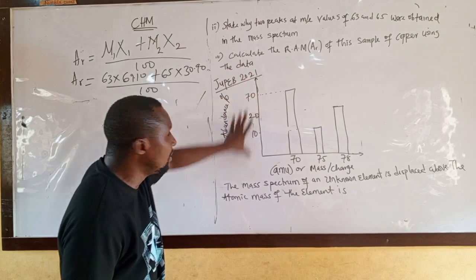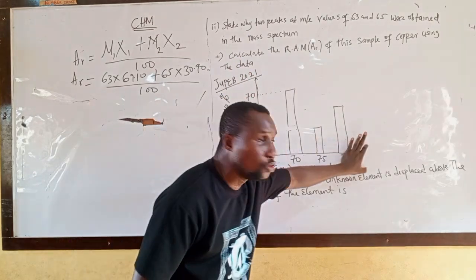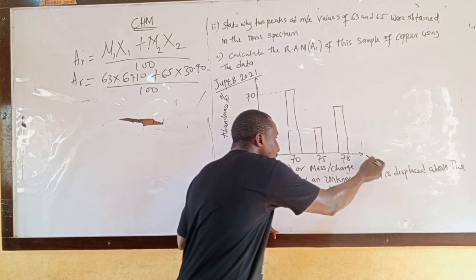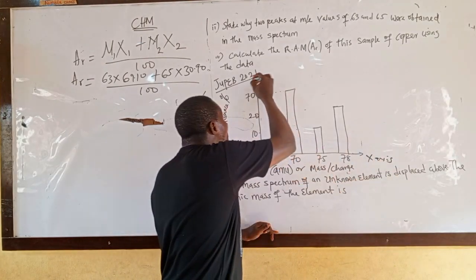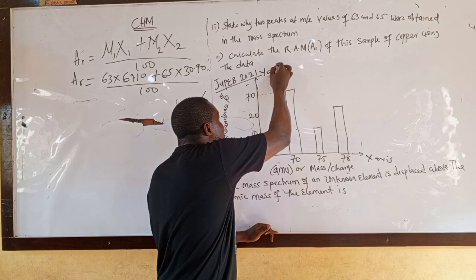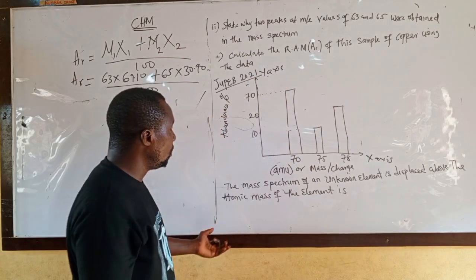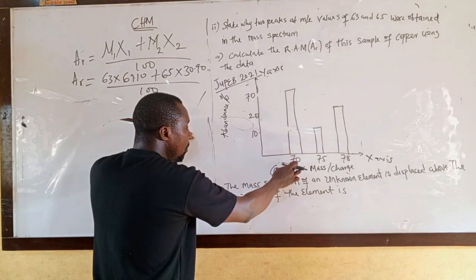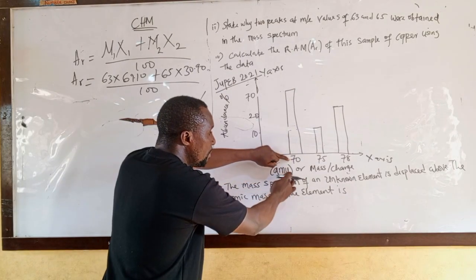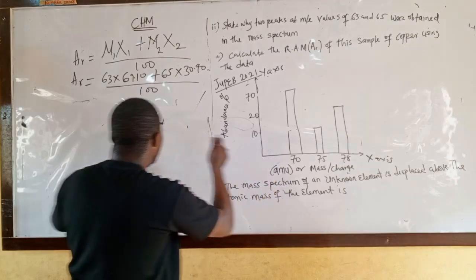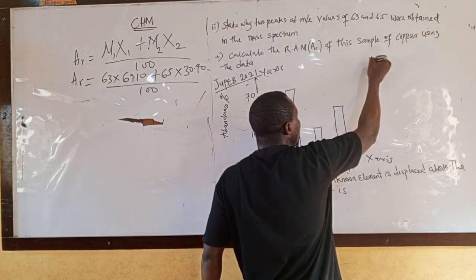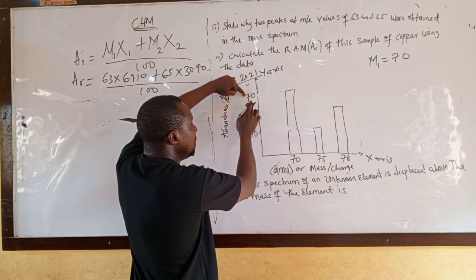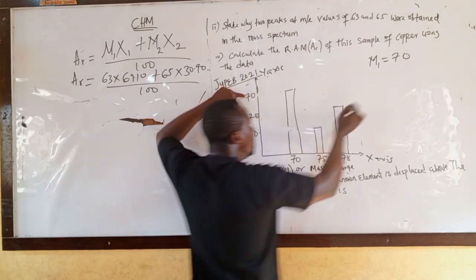I told you relative abundance is the y-axis. Atomic mass unit or mass to charge ratio is what? The x-axis. Then what do we have? This is the first isotope. What is the mass, the atomic mass unit? 70. That means M1 is 70. What is the relative abundance? 70%. Can you see it's in percentage?